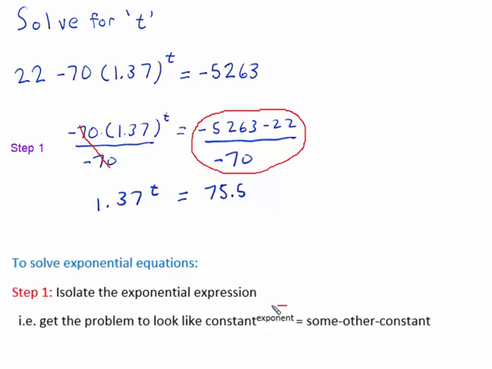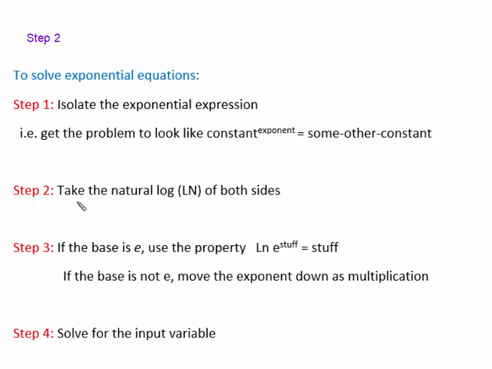Now that I have the problem to have this structure, I'm done with step 1. My constant is 1.37, my exponent is t, and what I've written here as some other constant is my 75.5. This has to be done before you can take the natural log of both sides, which is step 2. Step 2 in the process simply says take the natural log, abbreviated ln, of both sides of the equation.